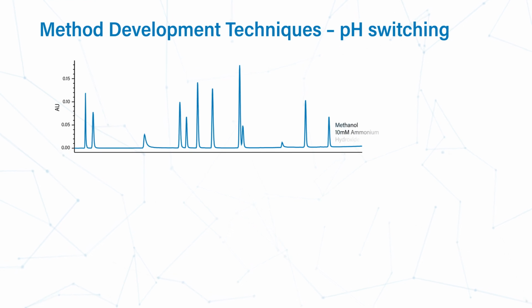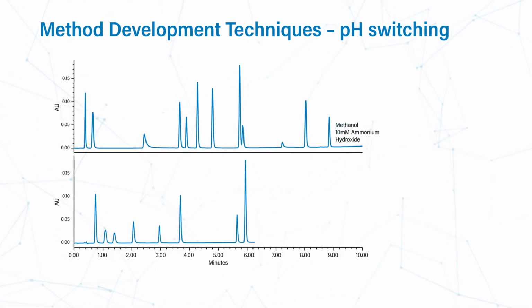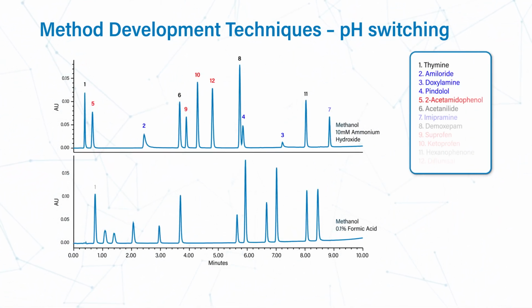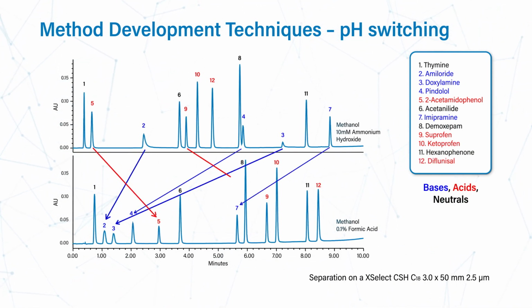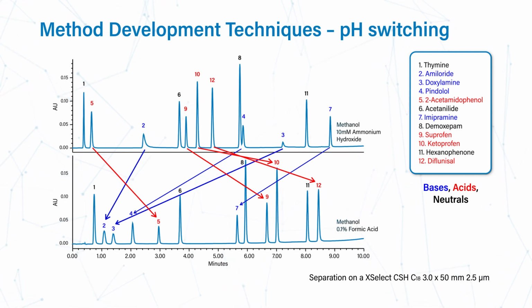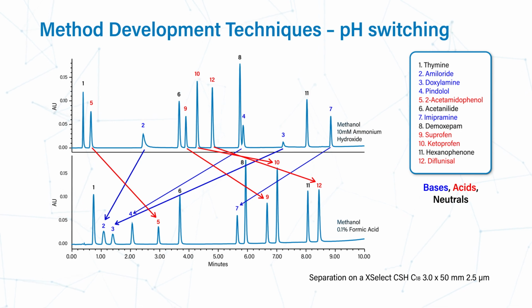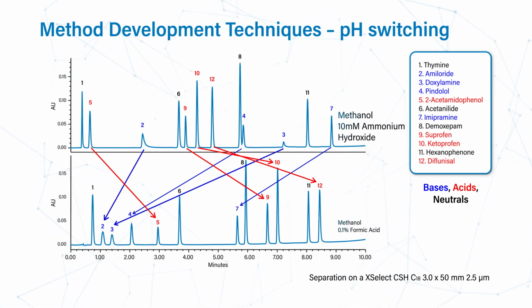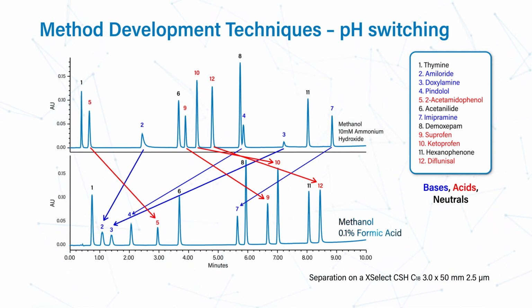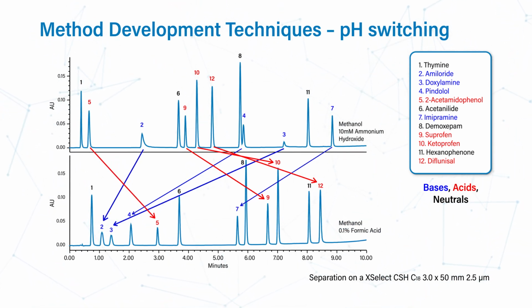Oh, this is a really good example, Kenny. I can see from this chromatogram that what you're showing here is a good mix of different analytes. I see some basic analytes highlighted in blue, some acidic analytes highlighted in red, and some neutral analytes highlighted in black. And what you're showing here, which is really great, is that set of analytes run at two different pHs: using ammonium hydroxide, which would be high pH, and then 0.1% formic acid at low pH. You can see how the selectivity is changing as you change the pH.